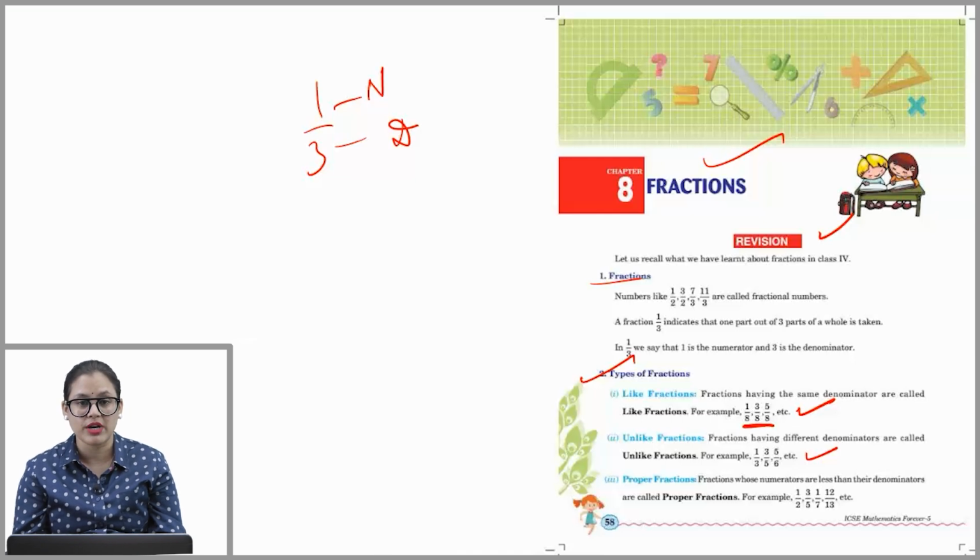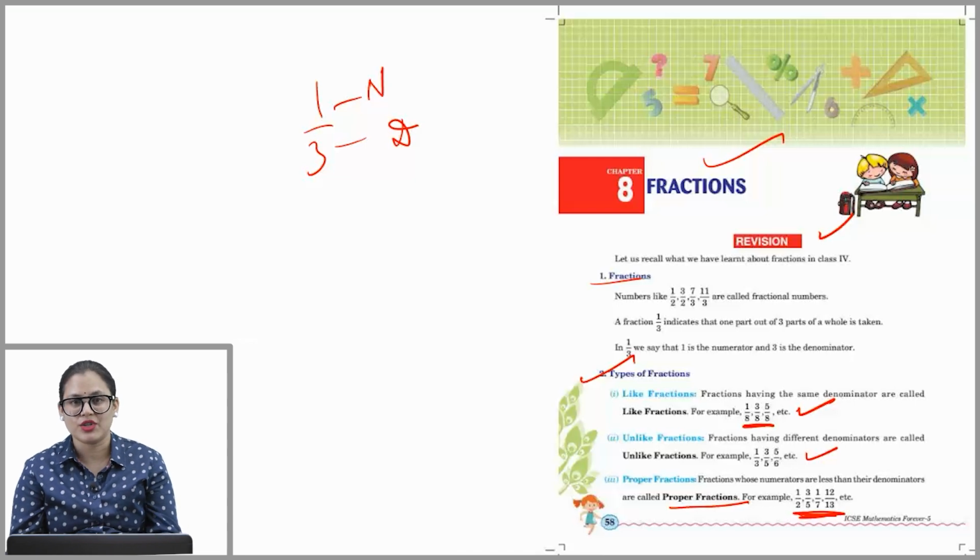And number 3, proper fractions. Fractions whose numerators are less than their denominators are called proper fractions. For example, you can notice here that numerators are less than their denominators.